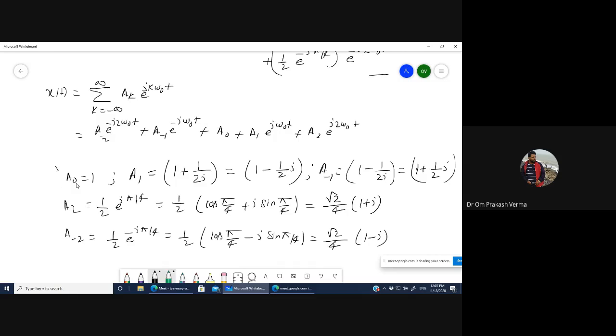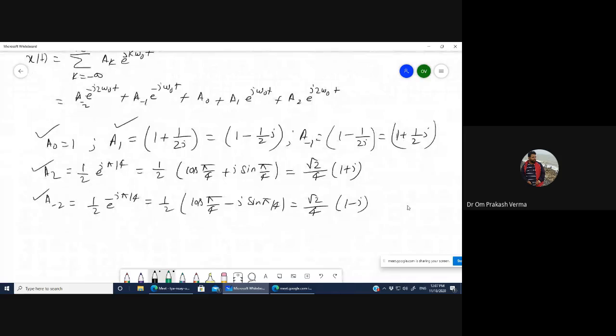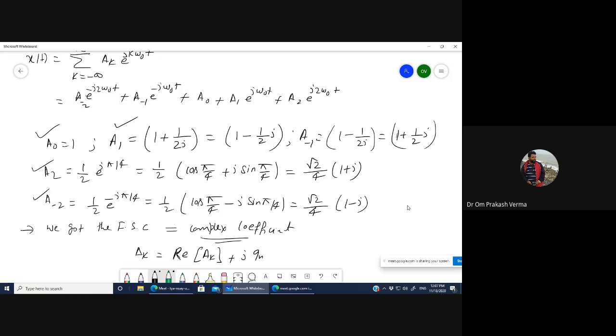So you are able to find out A naught, A1, A2, and A of minus 2. Now, since these are complex coefficients, here in this case we got the Fourier series coefficients complex, whereas in the first case we have a real coefficient. So here AK is written in the form of the real part of AK plus j times the imaginary part of AK.